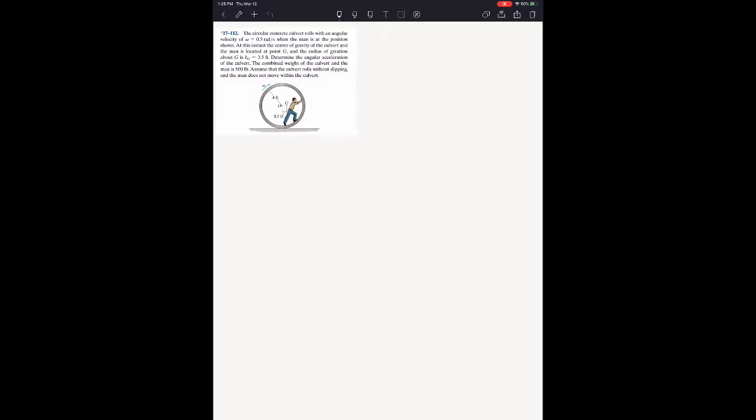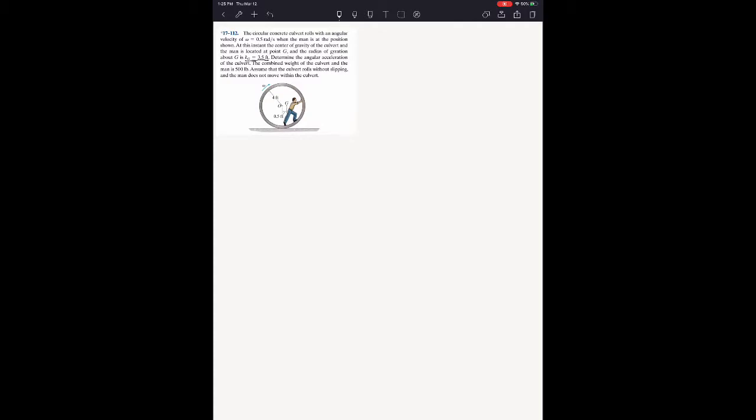At this instant, the center of gravity of the culvert and man is located at point G. You can see on the picture here that G is located 0.5 feet away from the actual center of the culvert. The radius of gyration about G is kG equals 3.5 feet. So I'm going to want to keep that in mind. I need this to calculate moment of inertia.